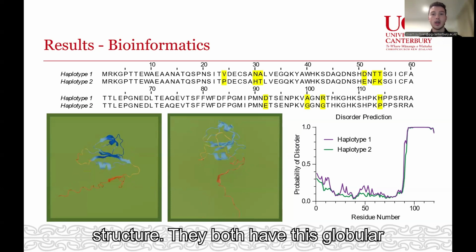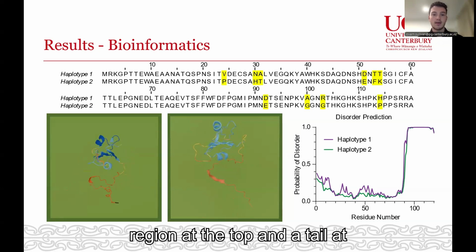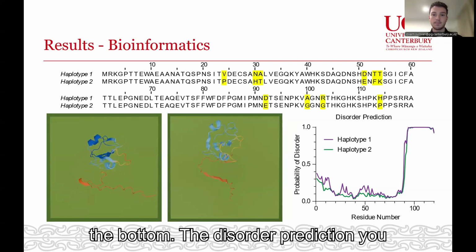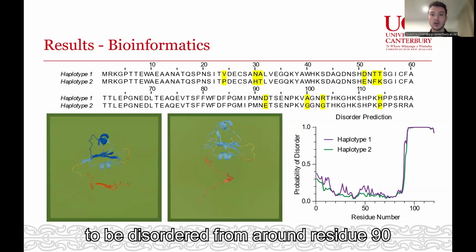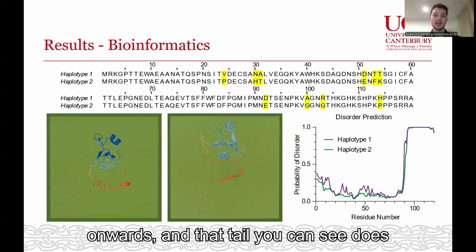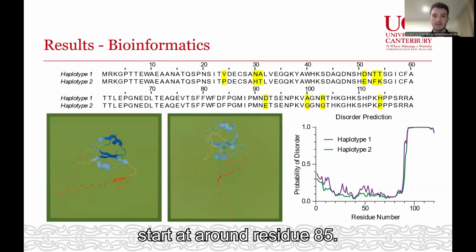They both have this globular region at the top and a tail at the bottom. The disorder prediction you can also see is predicting these proteins to be disordered from around residue 90 onwards, and that tail you can see does start at around residue 85.